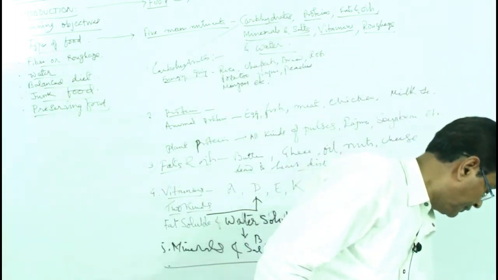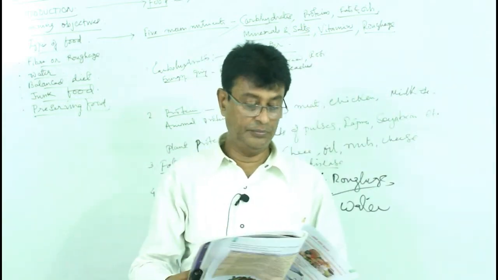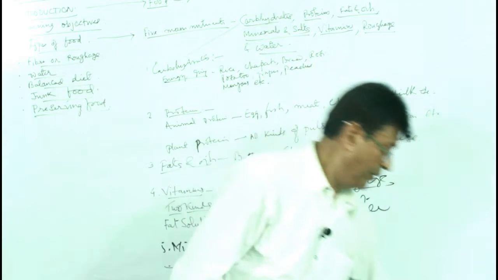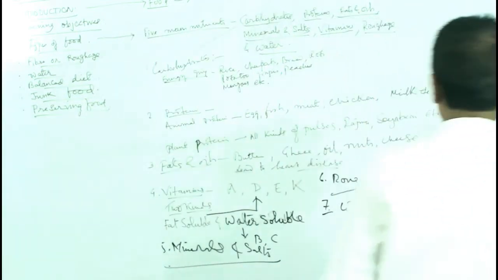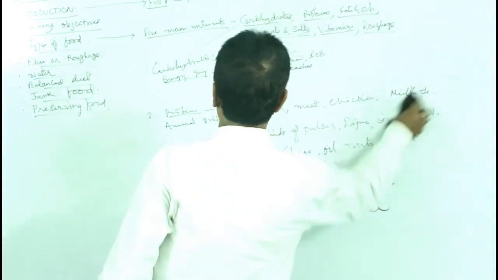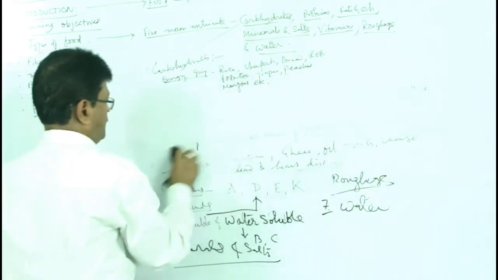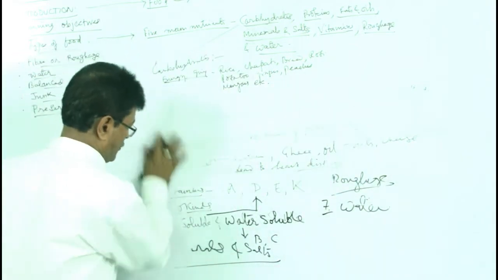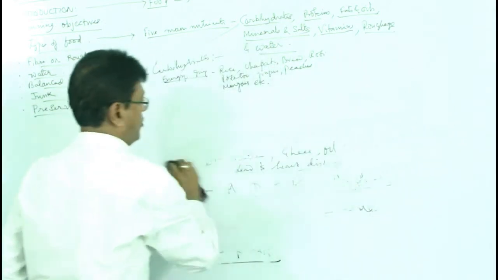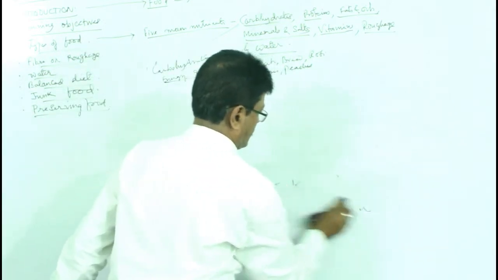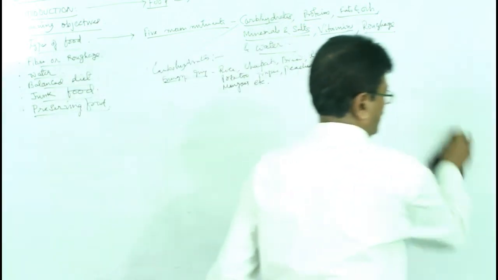Now we'll discuss the balanced diet. What is it? Balanced diet is a diet where all the food items, meaning the types of food which are required for nutrition, are in adequate amount. So food must be in adequate amount. That is all this food.